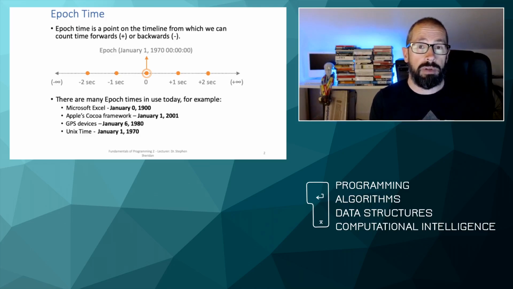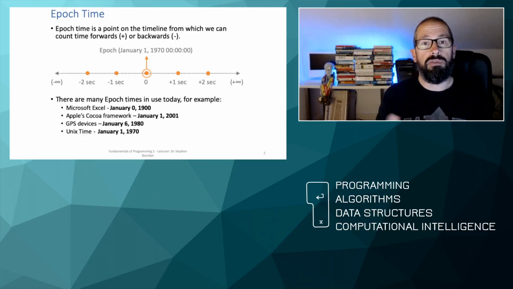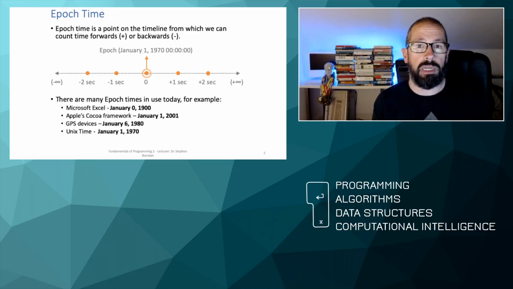Now we can count backwards as well by just counting negatively on the timeline, so we can also represent times that are prior to that epoch time, that point on the timeline, by just counting in a negative direction. So we can count forward and we can count back from a particular point on the timeline called an epoch.